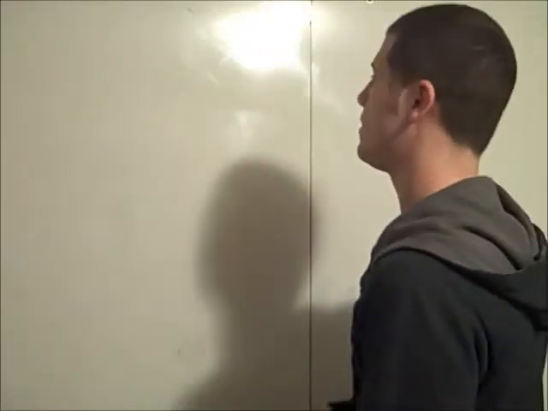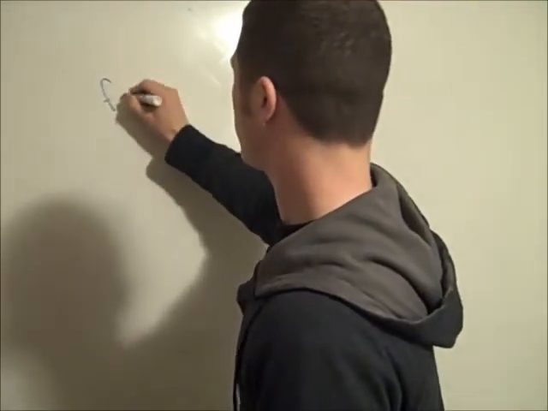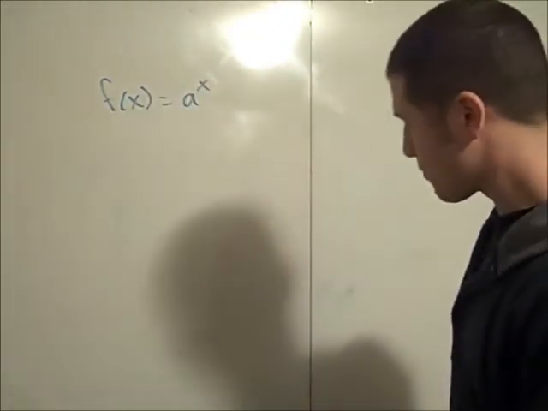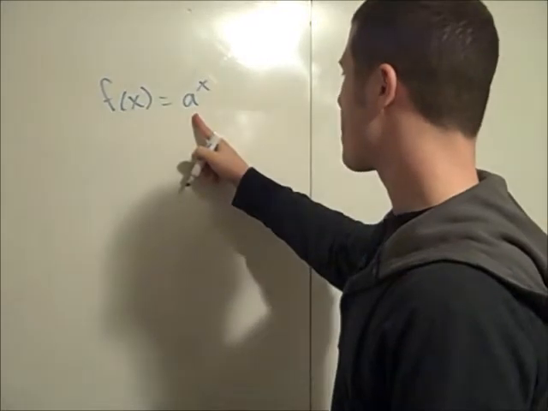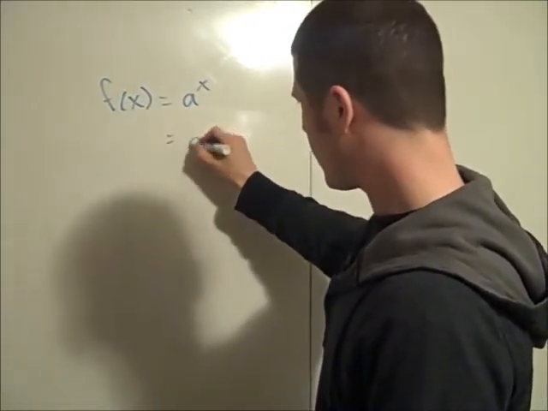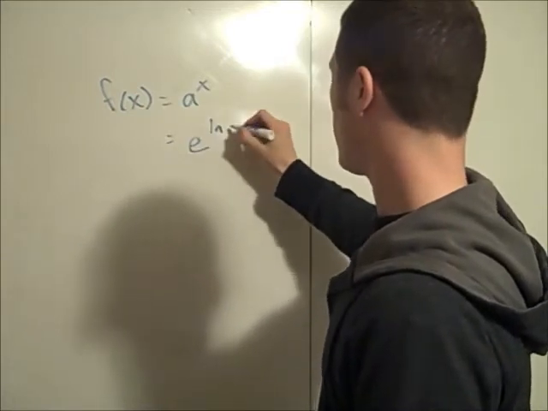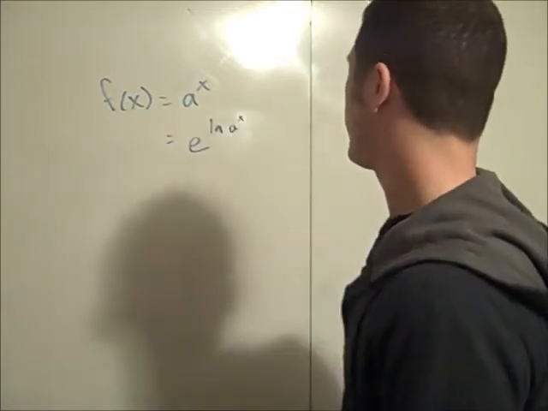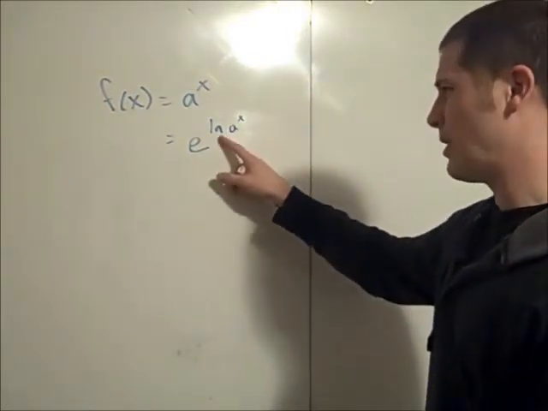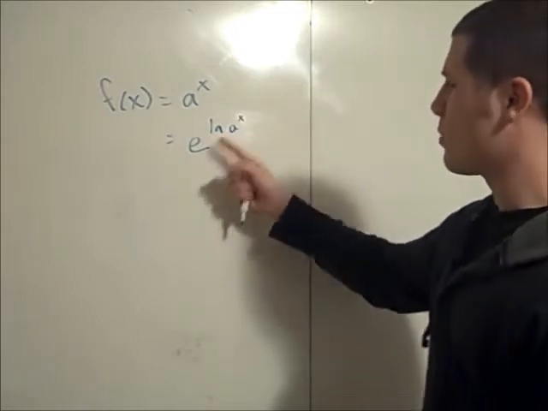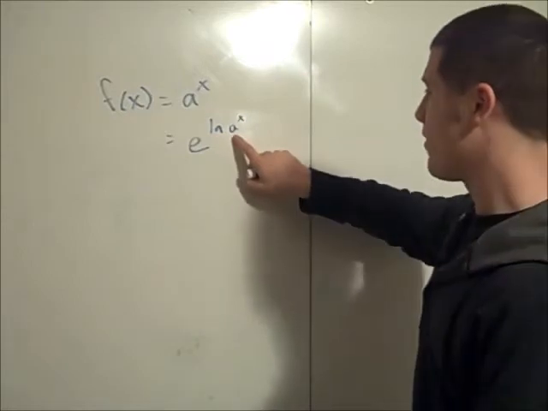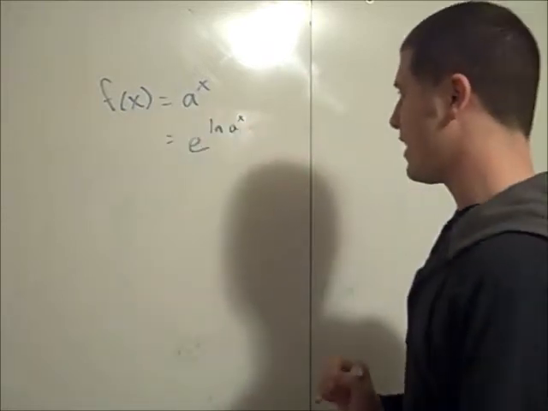So let's say that we have f of x is an exponential a to the x. We can rewrite a to the x as e to the log of a to the x. Okay, so what we've done here is e to the x and log x are inverse functions. We've composed them. When you compose inverse functions, you get the input back. So e to the log of a to the x is exactly a to the x.